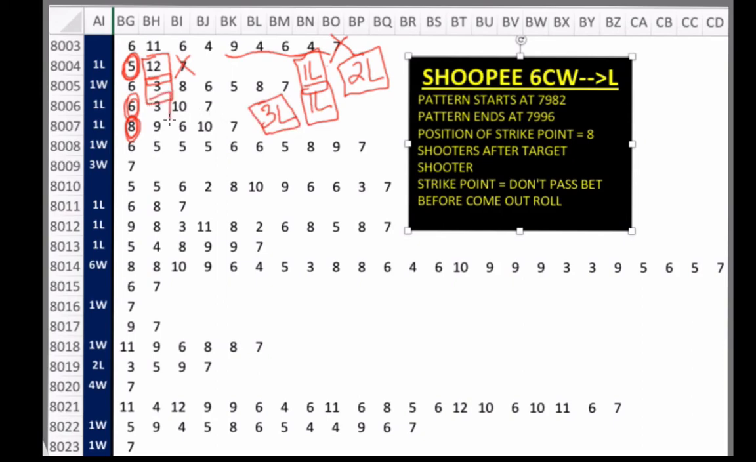Here's a 3 right here. And then that's loss number 1. And then the 10 to the 7 is loss number 2. Now we have to close that out. We have to close out the series. So that's loss number 1, the 10 is loss number 2, and from that 8 to the 7 is loss number 3. So that's another 3 loss series that began at this 3. So we're going to label that as well.